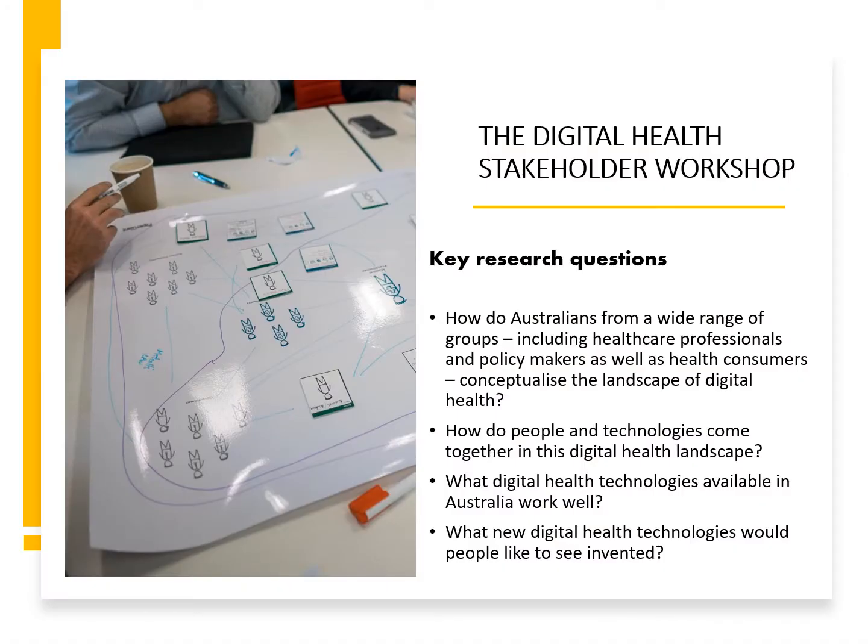The project that I'm going to talk about that I used the map making method in was called the Digital Health Stakeholder Workshop. And the key research questions for this project were, how do Australians from a wide range of groups, including healthcare professionals and policymakers, as well as health consumers, conceptualise the landscape of digital health? How do people and technologies come together in this digital health landscape? What digital health technologies that are available in Australia work well? What new digital health technologies would people like to see invented?